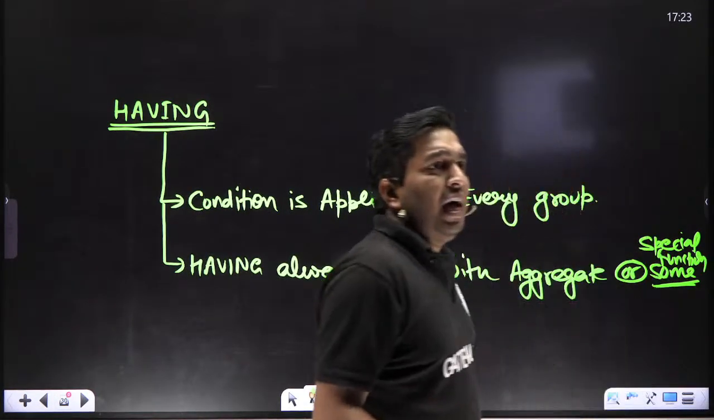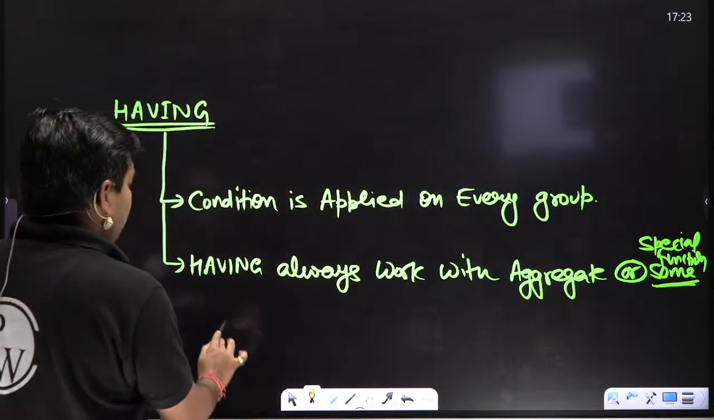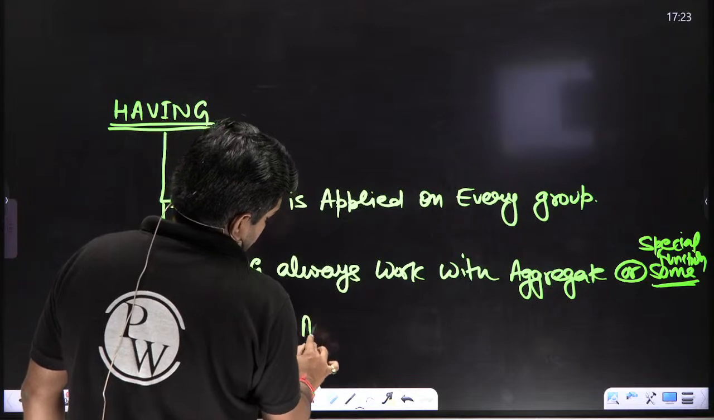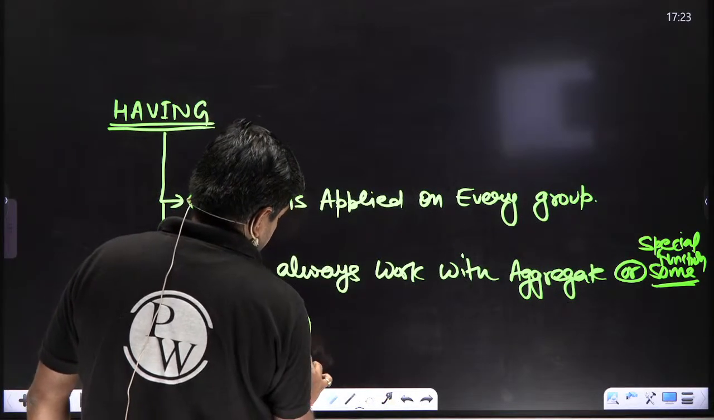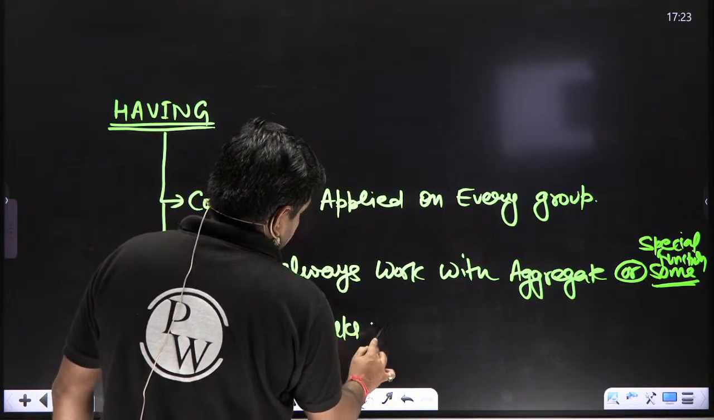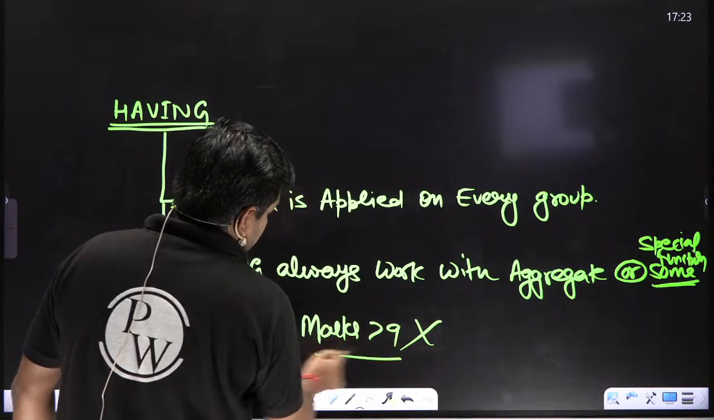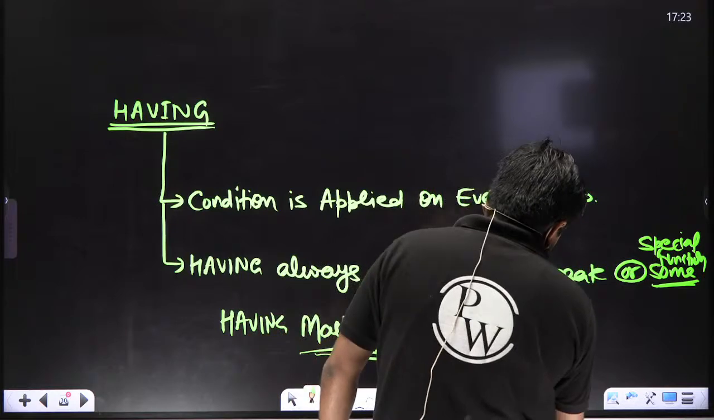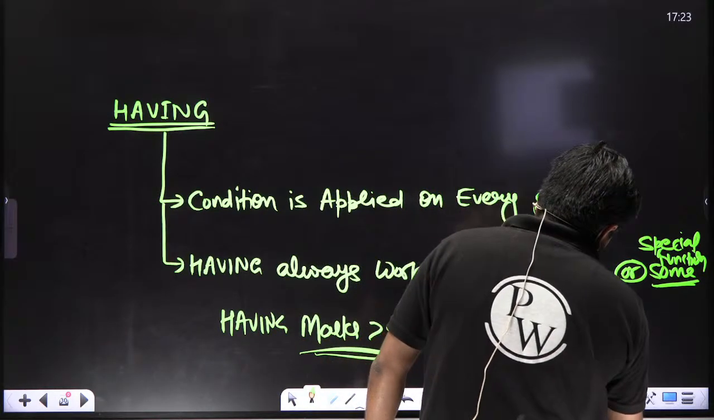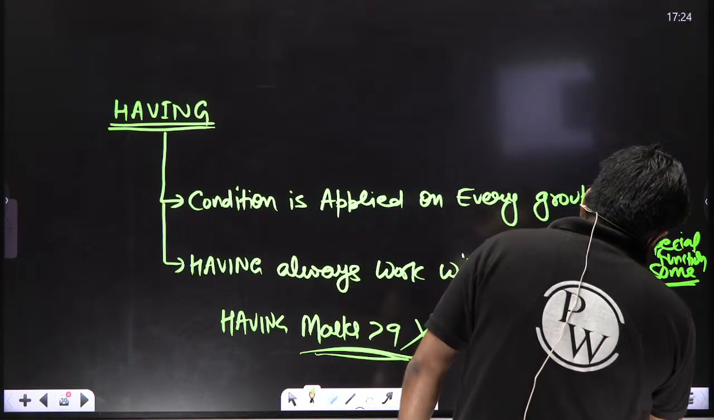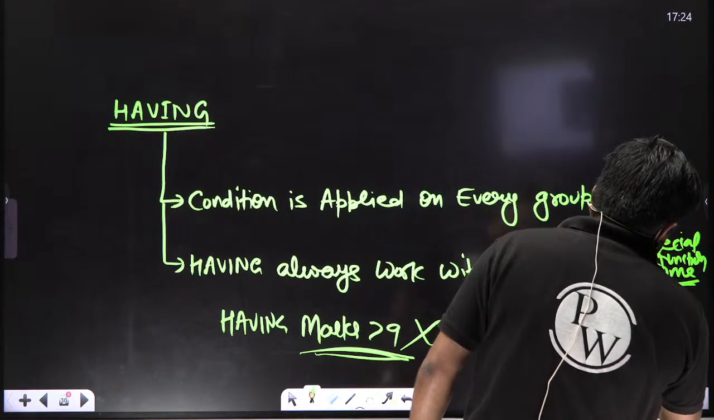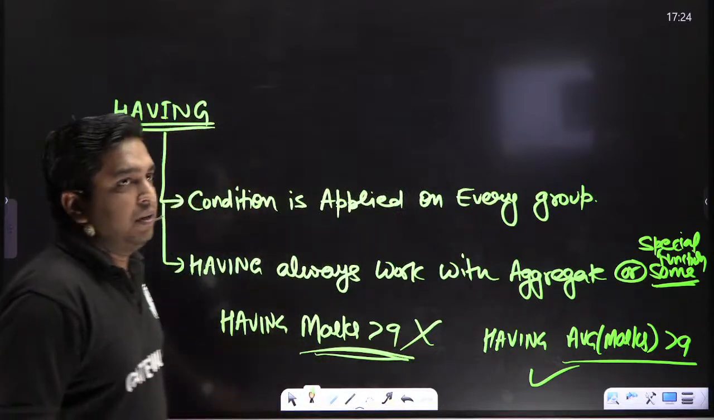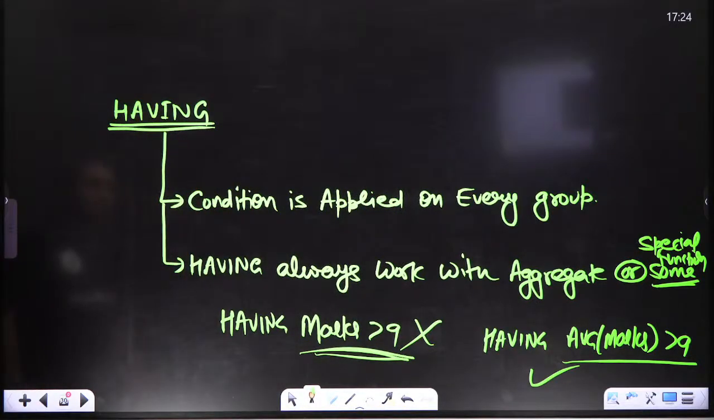Directly in HAVING you will not get, for example, HAVING marks greater than 9. You will not get this type. What you get is HAVING average of marks, an aggregate function, average of marks greater than 9. That is allowed. This one is not allowed. Clear, children?